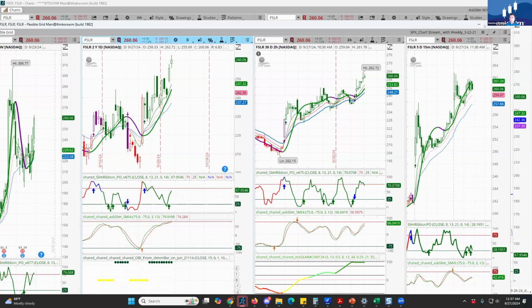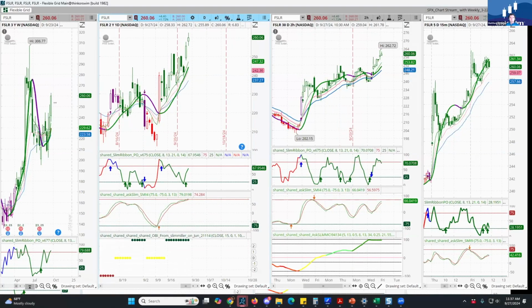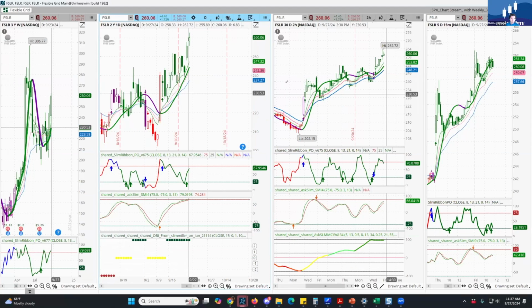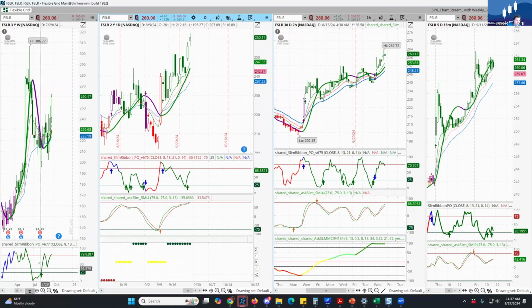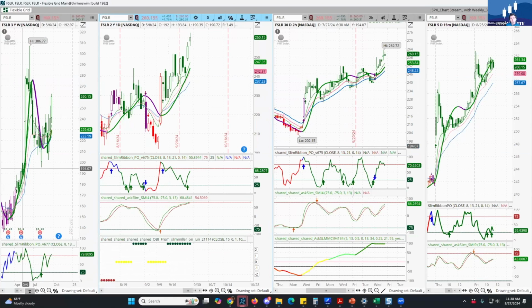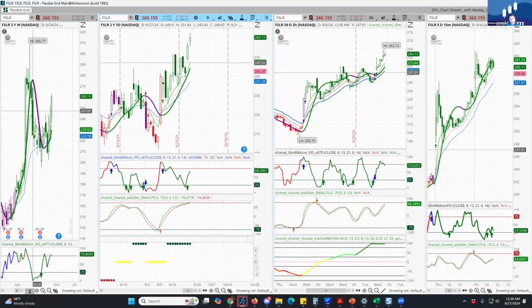But if I look at our multiple time frame grid here, starting from the weekly, moving over to the daily, and the 2 hour, which would be the primary focused time frames, you can see even back here, about late July, the slim ribbon PO fired a continuation signal as the overall momentum in the weekly slim ribbon stayed positive throughout that entire pullback. So that's why these indicators are very powerful to give you a feel for those dominant conditions.